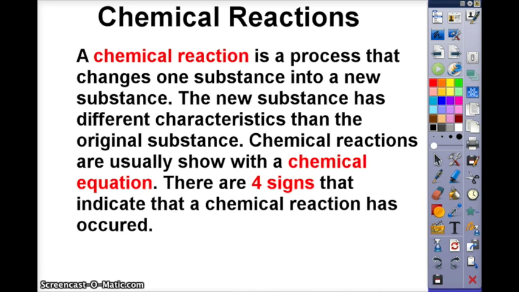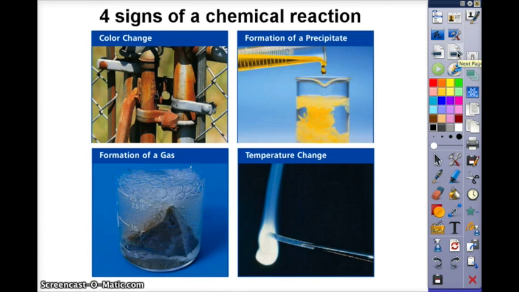There are four signs that a chemical reaction has occurred. They are color change, formation of a precipitate, formation of a gas, and temperature change. The color change in this picture is metal that's been rusted, so it's got iron oxide, iron that now has oxygen in it, so it's now a little bit red.